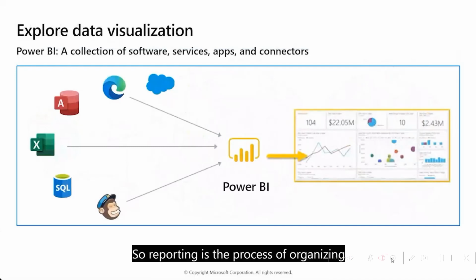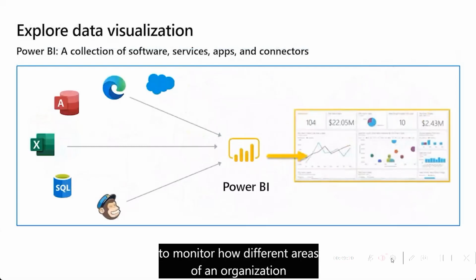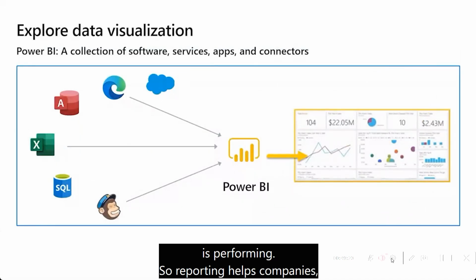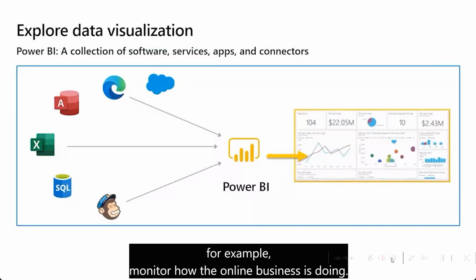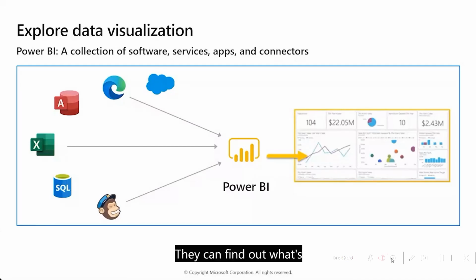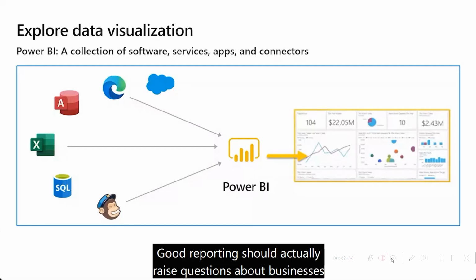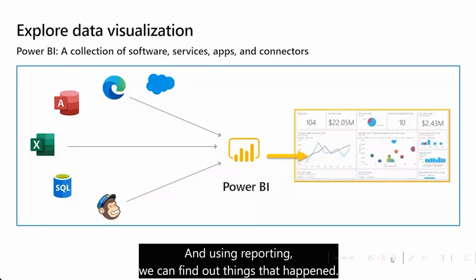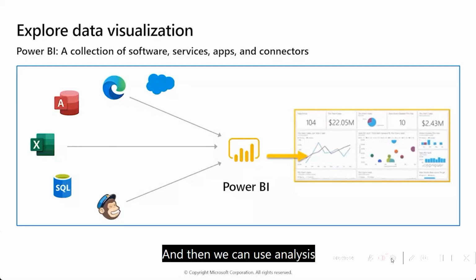So reporting is the process of organizing data into informational summaries to monitor how different areas of an organization are performing. So reporting helps companies, for example, monitor how their online business is doing. They can find out what's not performing well. Good reporting should actually raise questions about businesses from its end users. And using reporting, we can find out things that have happened, and then we can use analysis to explain why certain things happened and what we can do about it.